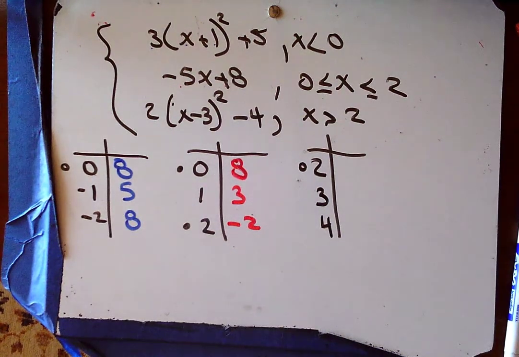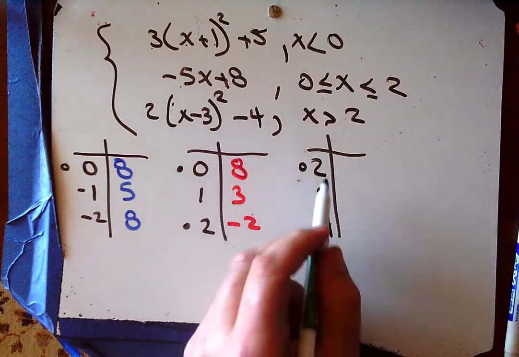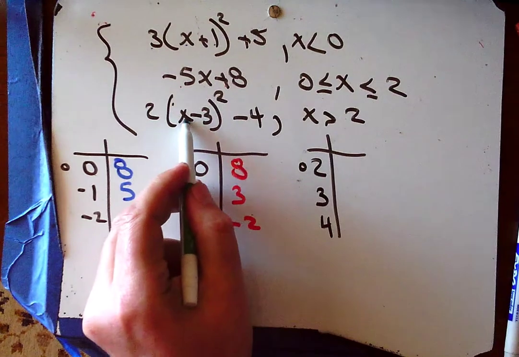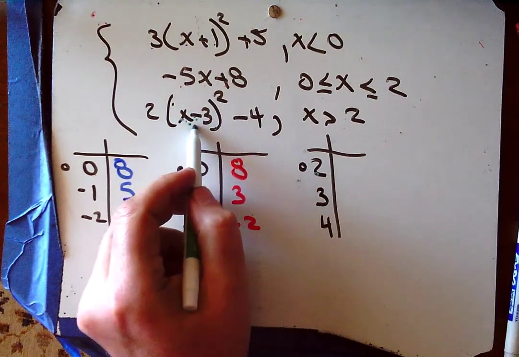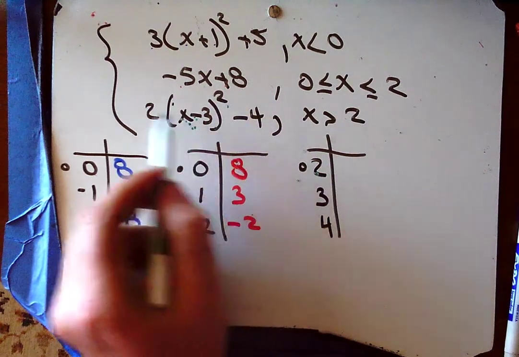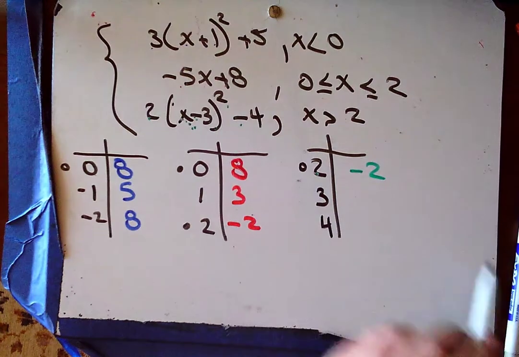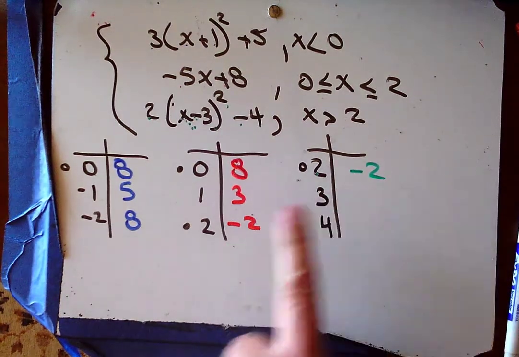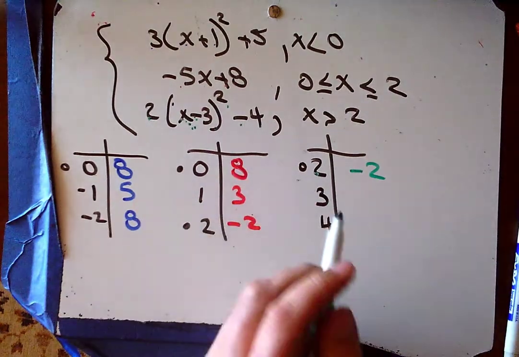And then finally, our third piece is going to have us plugging in a positive 2. Positive 2 minus 3 is negative 1. Negative 1 squared is 1. 1 times 2 is 2. 2 minus 4 is negative 2. Oh, so this fills in that hole. All the pieces connect here.